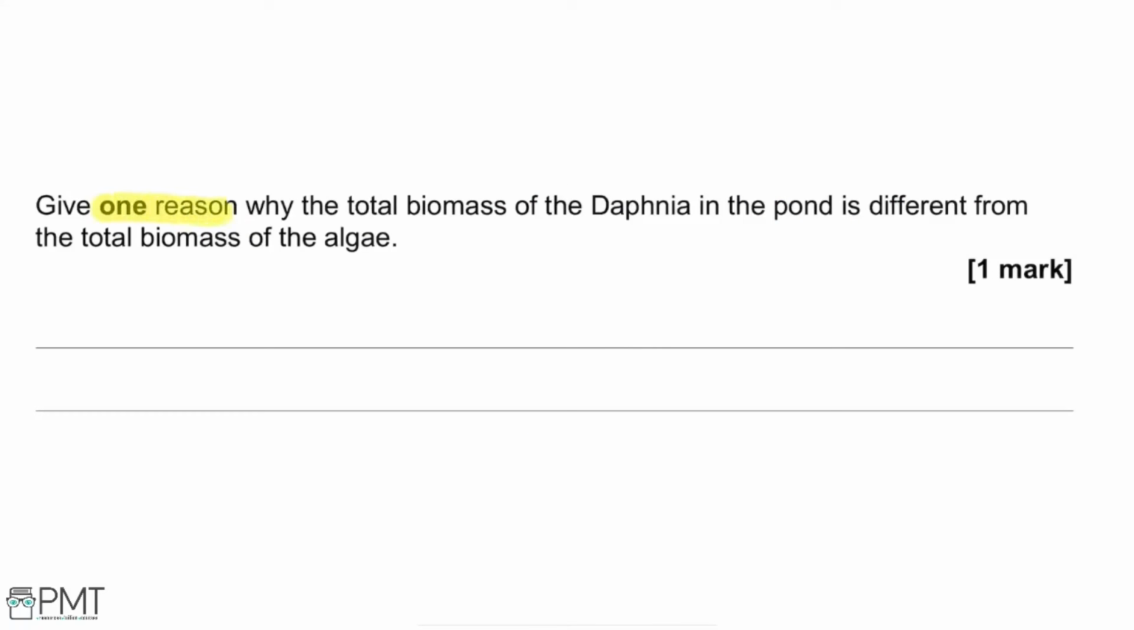Give one reason why the total biomass of the daphnia in the pond is different from the total biomass of the algae. So the reason for this is that not all of the biomass is absorbed by whatever's consuming, and the mark scheme will allow you to go into some more specific details for this.